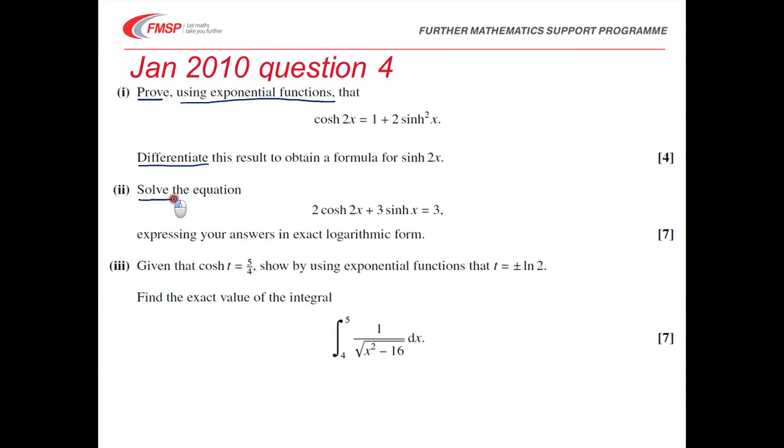For part 2 we're asked to solve this equation, and if you compare with part 1 you can see that the result in part 1 is going to be useful to us. It says express your answers in exact logarithmic form, so we won't need a calculator. For part 3 we are given a value for cosh t, and it says show by using exponential functions. So again we've got a given method and it's a show that question, so we need to show all our working. And then for the integral we're asked to find the exact value.